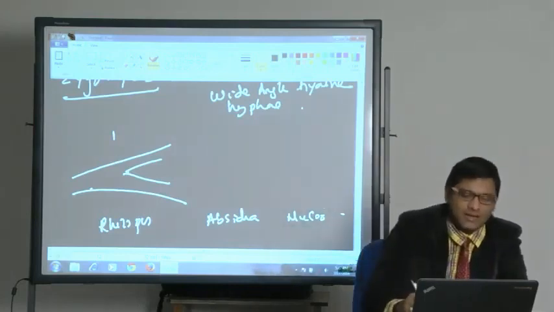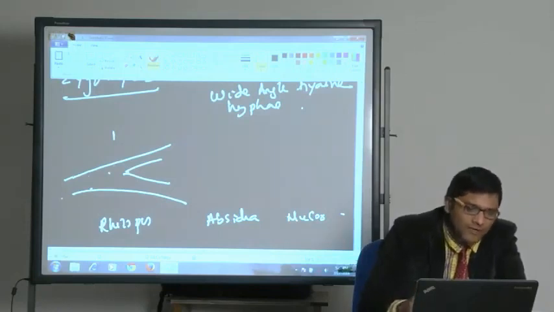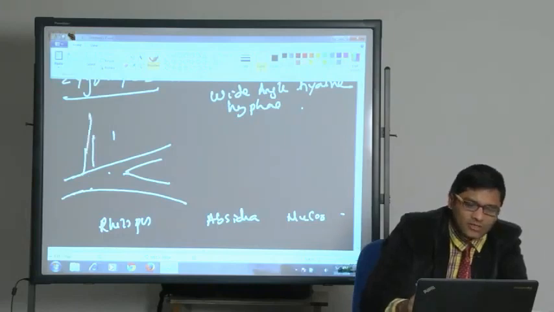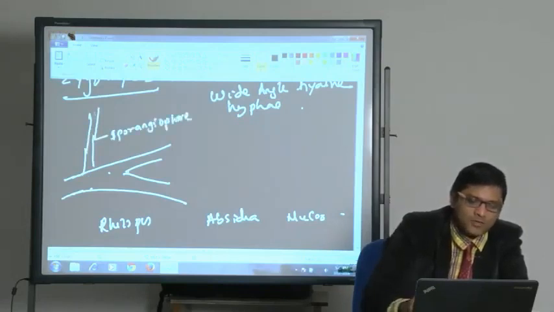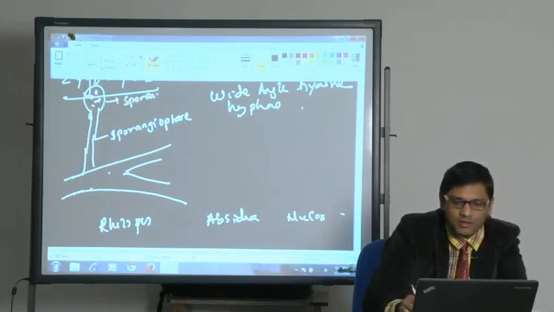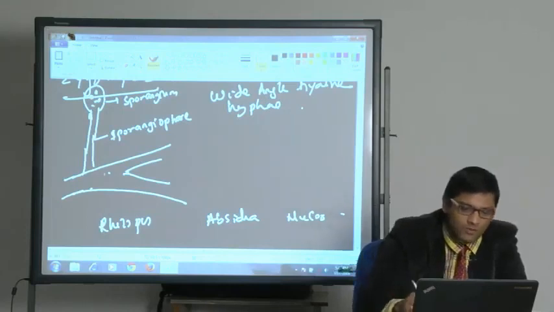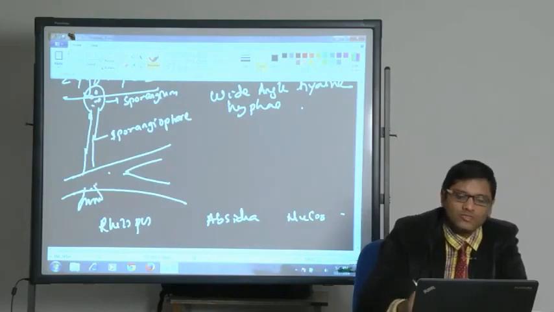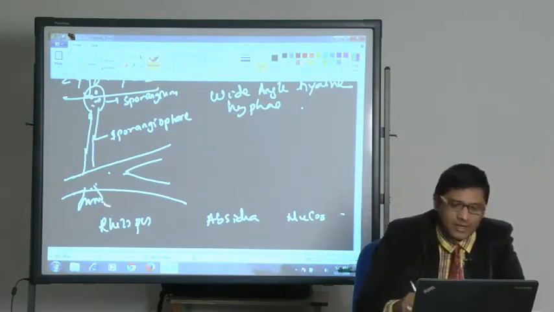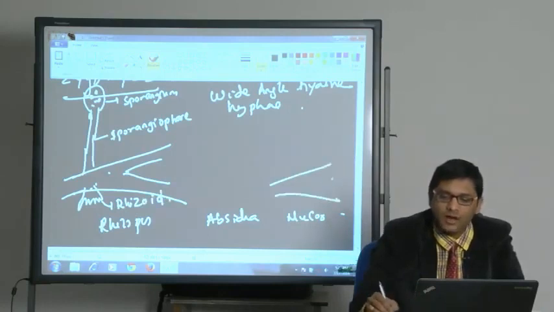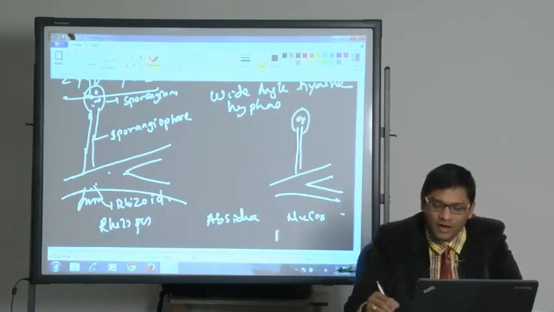Please have a look. This is the hypha of Zygomycetes. From the hypha, a structure arises called sporangiophore. Sporangiophore leads to a sac-like structure called sporangium. Sporangium is filled with spores. Just opposite to the origin of the sporangiophore, in the hypha there is a root-like outgrowth which is present in Rhizopus, and this root-like outgrowth is called rhizoid. Whereas in Mucor, only the sporangiophore will be there, the rhizoid will be absent.